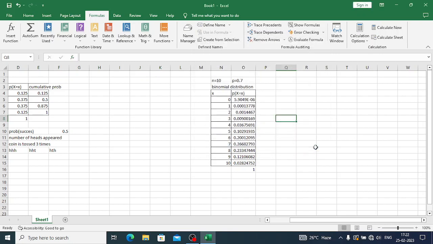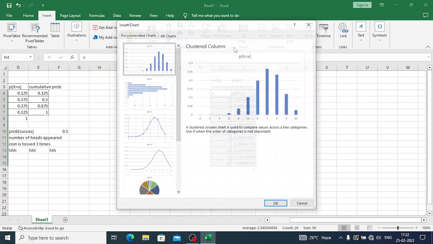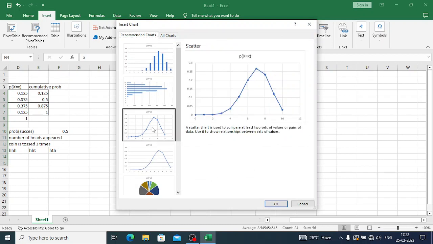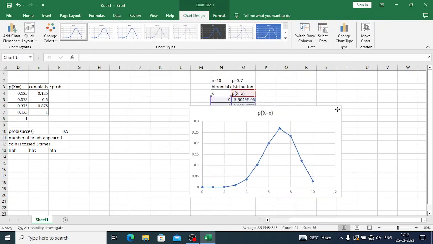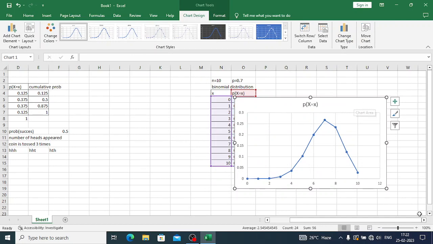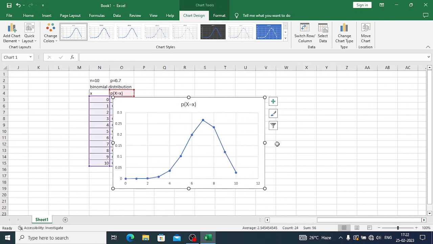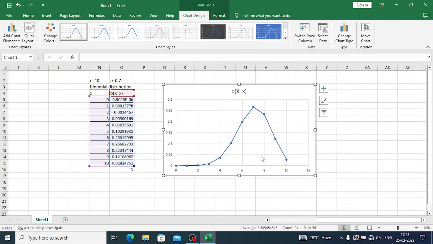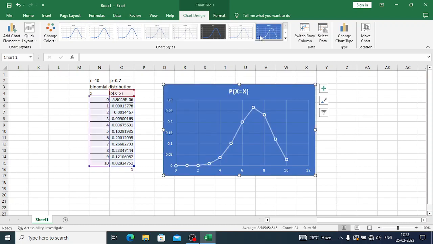As we have seen the binomial one, for this binomial one we can go for a histogram, or we can go for a probability chart also. Just go to Insert, then choose the chart. Now here, this is nothing but your probability distribution chart. By using this, we can define the probability distribution.